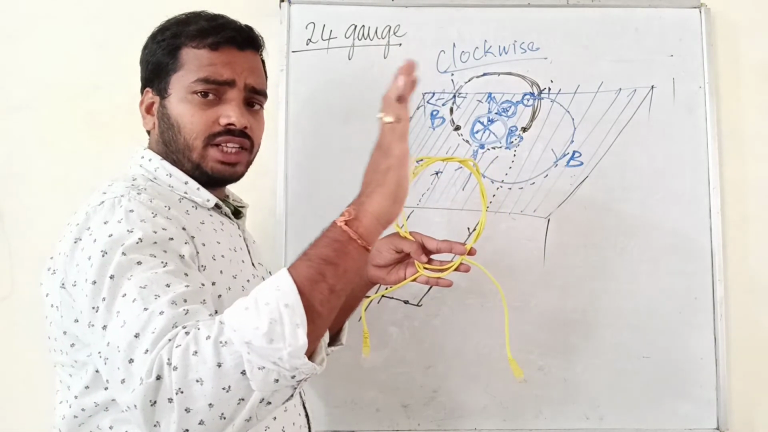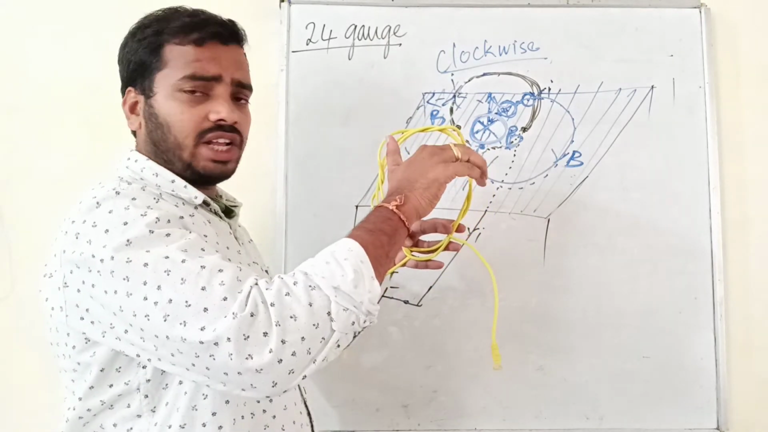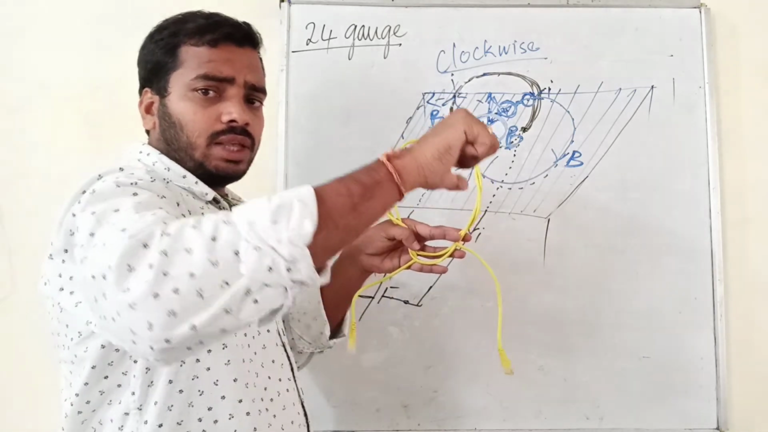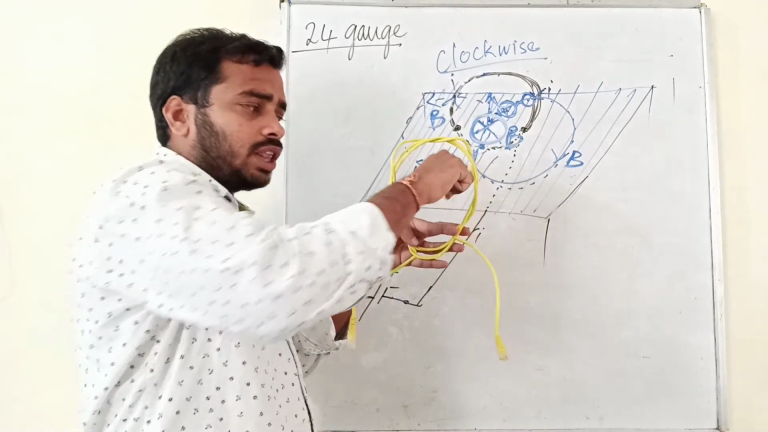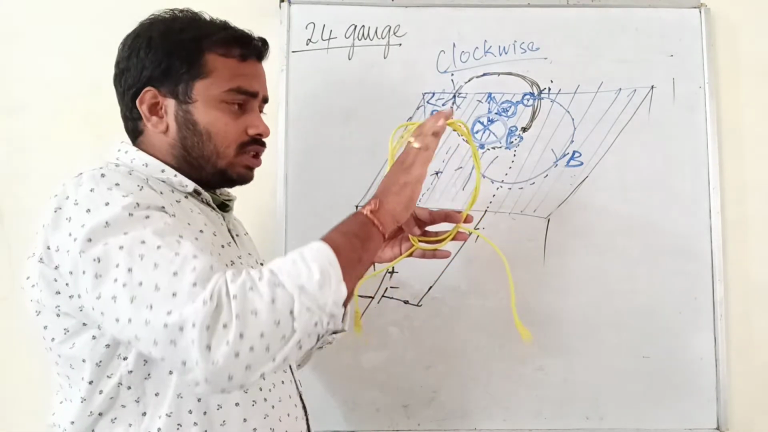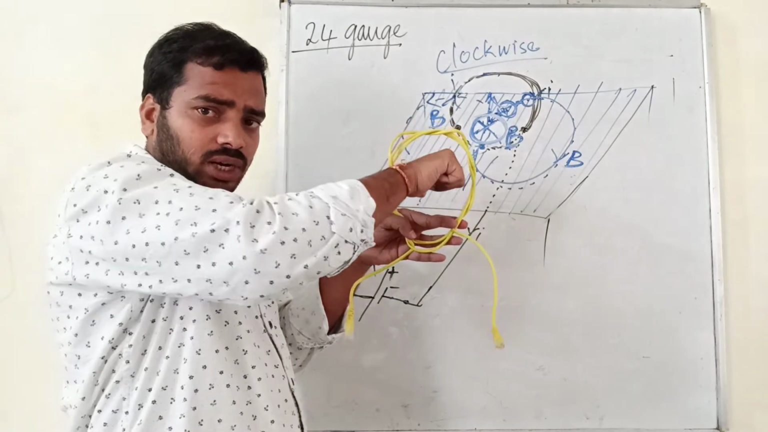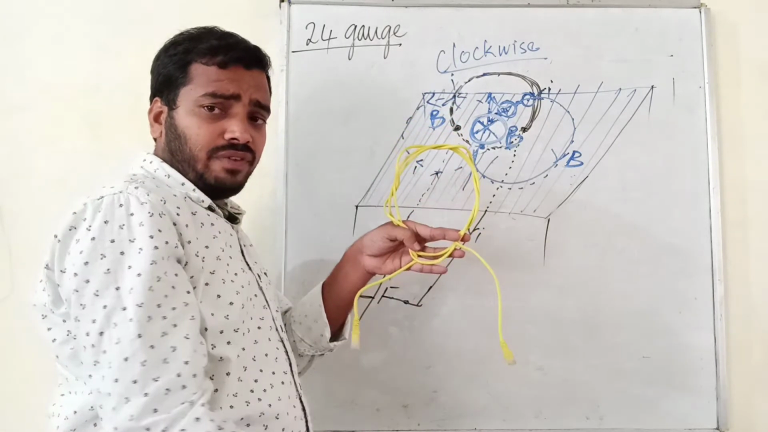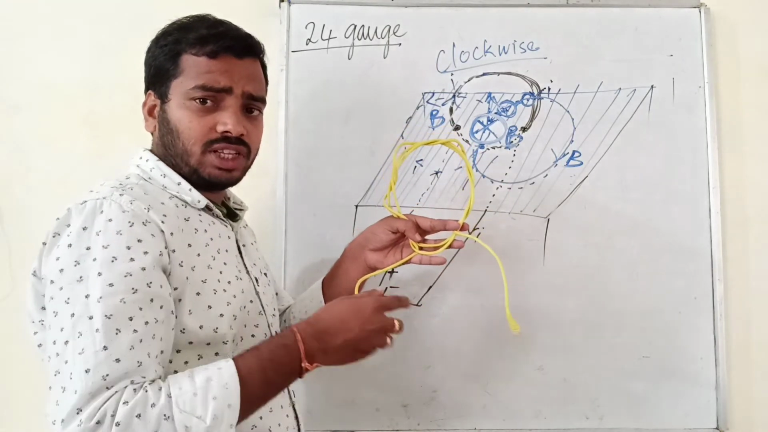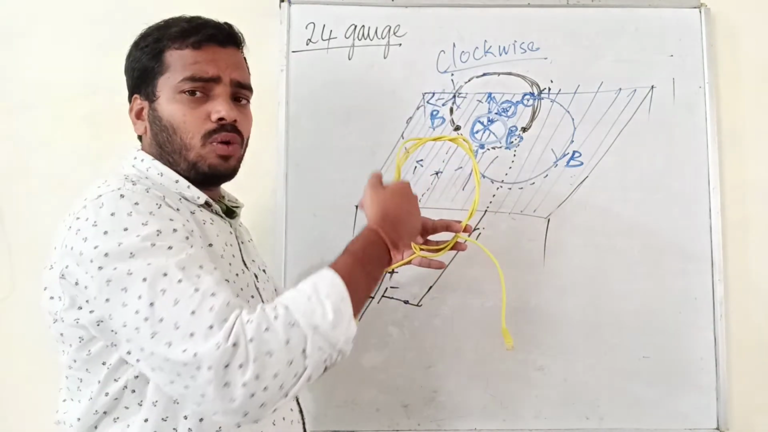Now ensure that your fingers are in the current direction, and your thumb will show you the magnetic field direction. The magnetic field is into the plane. The magnetic field is going into the coil like this. So the curled fingers show you the electric current direction and the thumb shows you the magnetic field direction. If we reverse the direction, meaning this is connected to the positive terminal and this is connected to the negative terminal, then the current direction would be anti-clockwise.